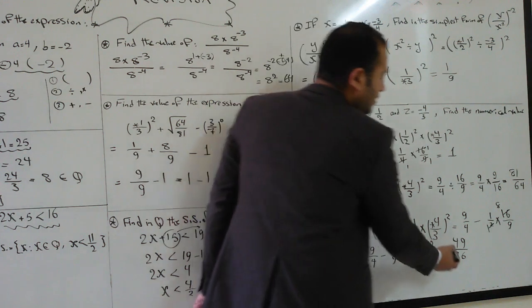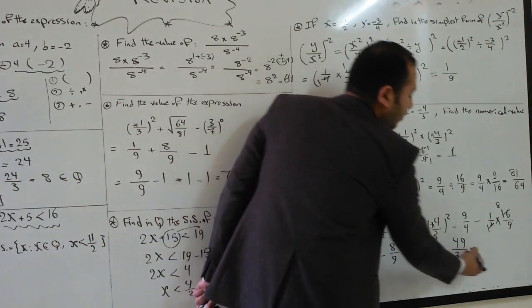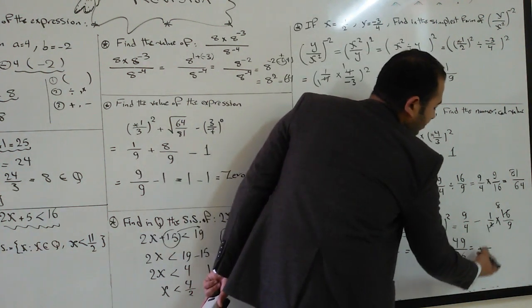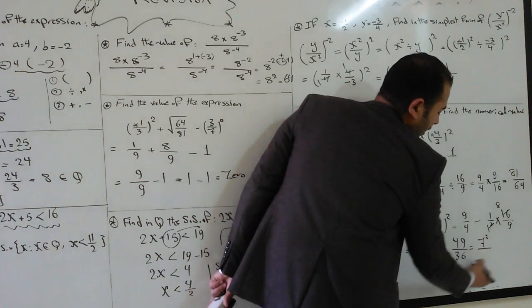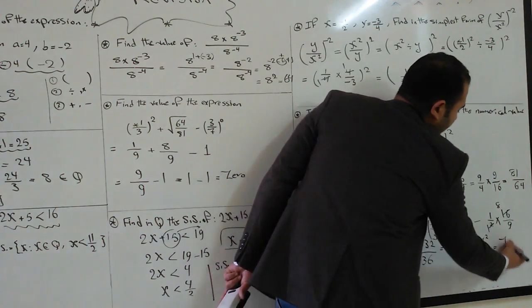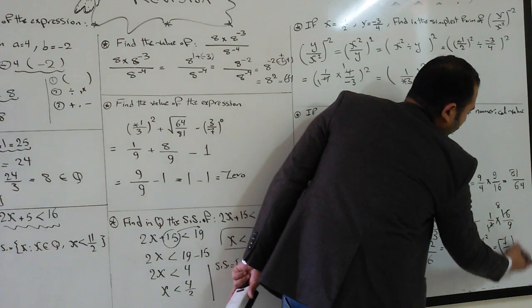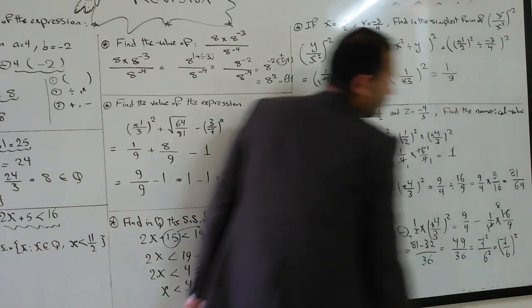I can put it in the what? Yes, in the power form will be 7 power 2 over 6 power 2, equals 7 over 6, all to the power 2. Clear?